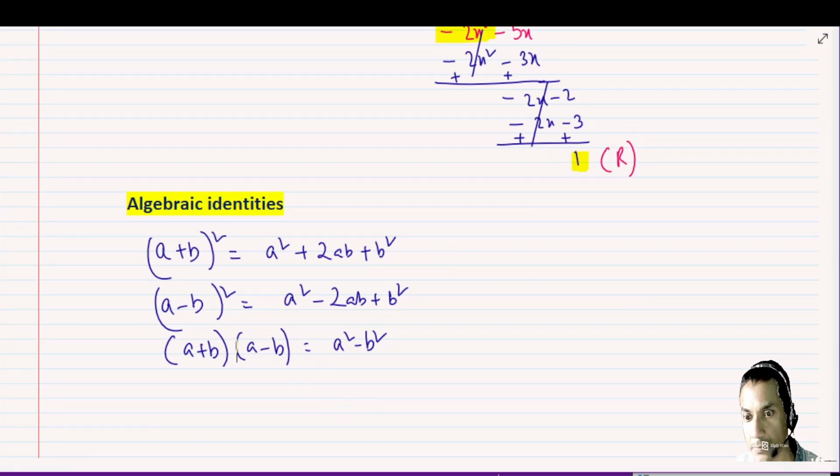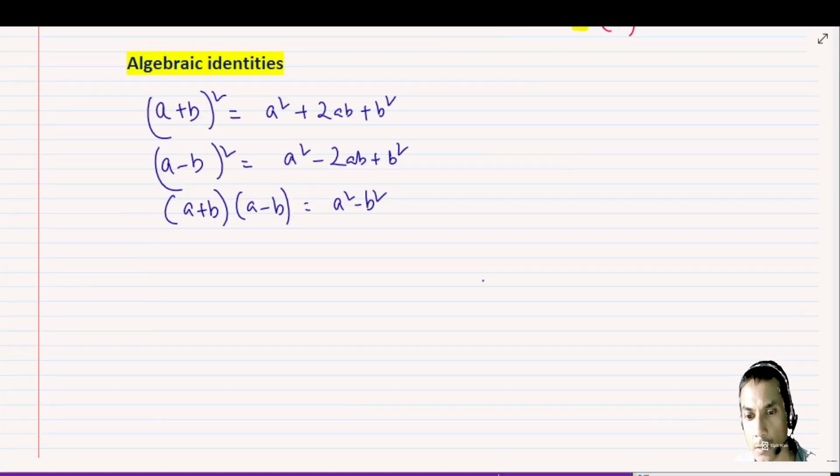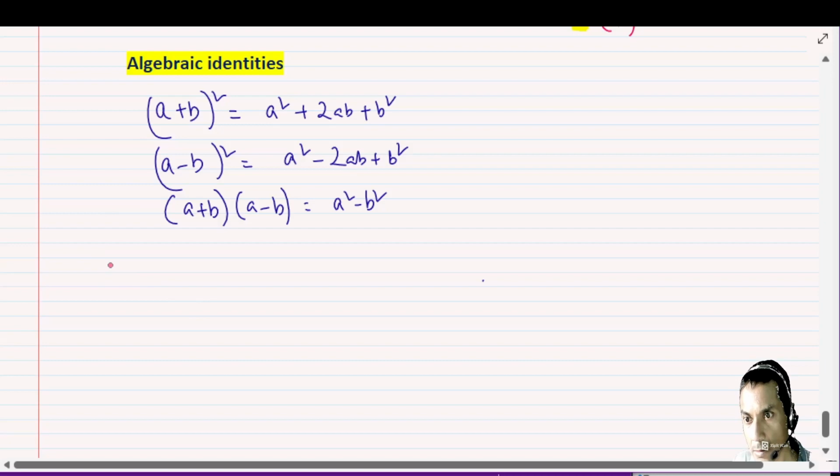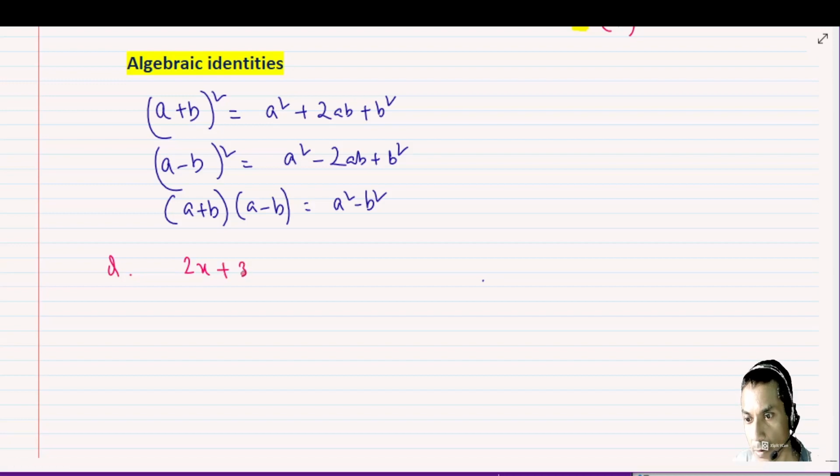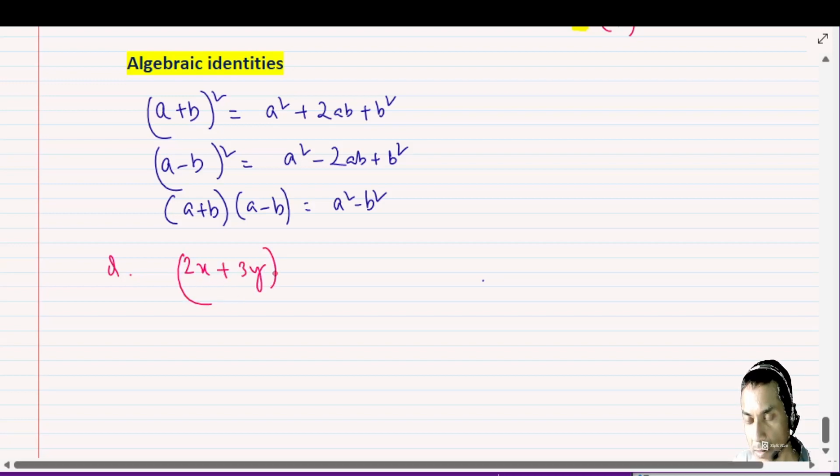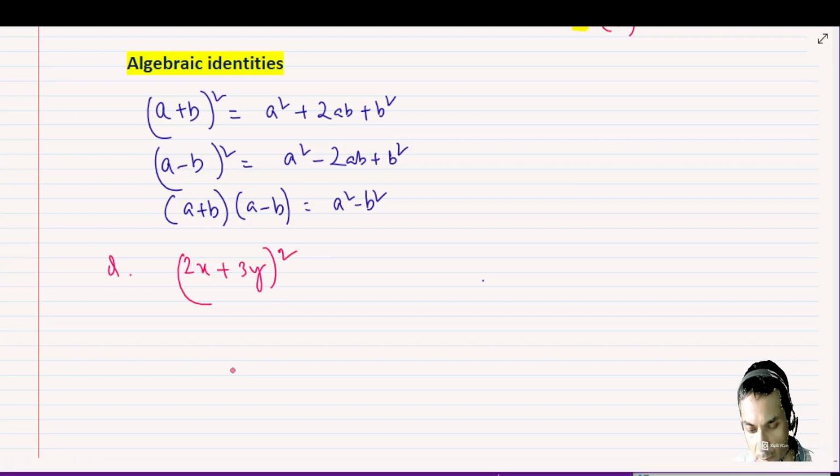Okay, let's start with some simple examples of how we can apply the algebraic identities. The first question is to simplify this expression. Okay, I can do that. This is the expression: find each of the following products.